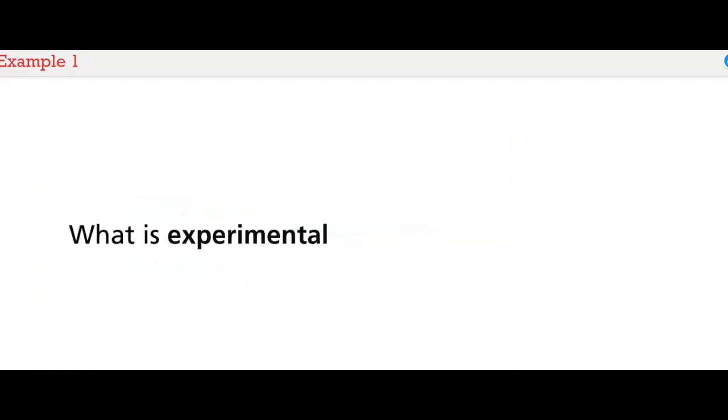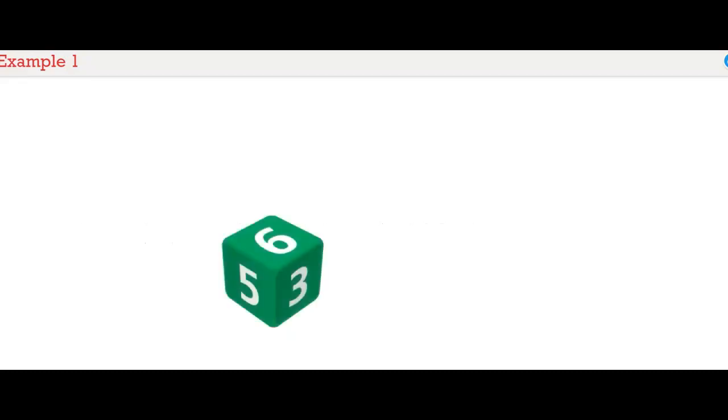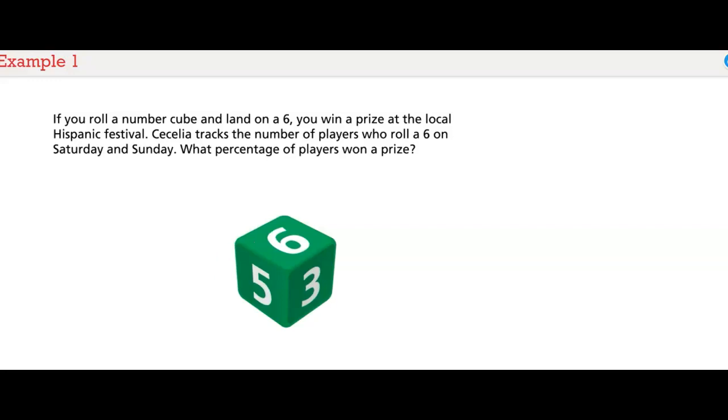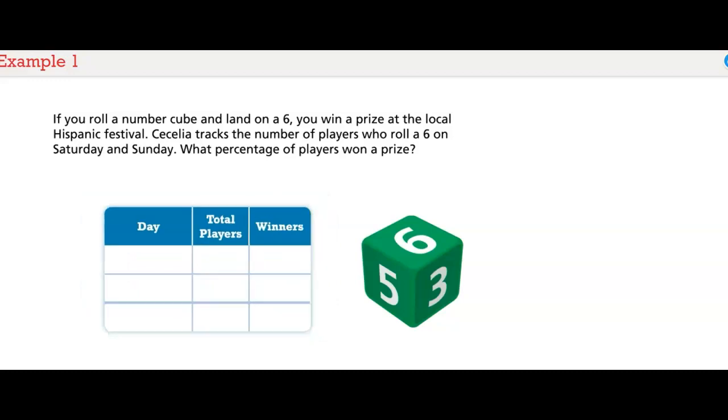What is experimental probability? Think about this question during the lesson. If you roll a number cube and land on a 6, you win a prize at the local Hispanic festival. Cecilia tracks the number of players who roll a 6 on Saturday and Sunday. What percentage of players won a prize?